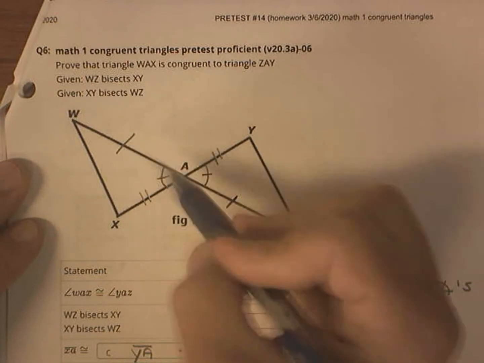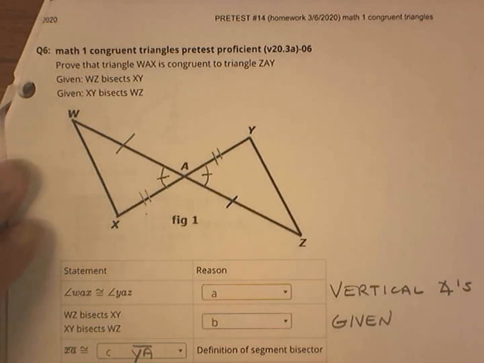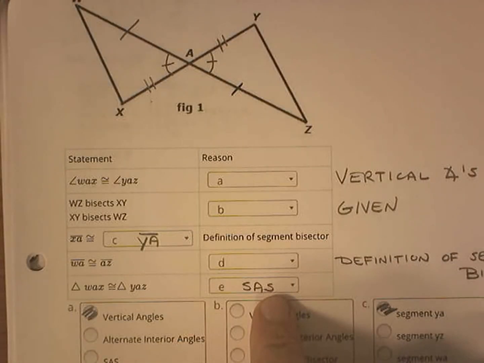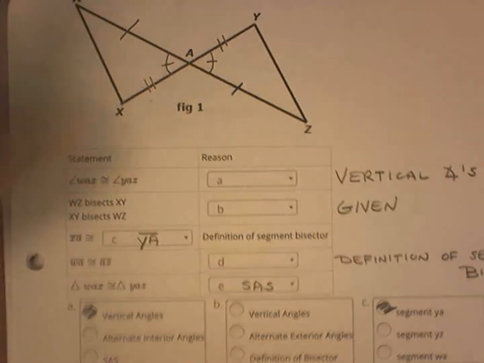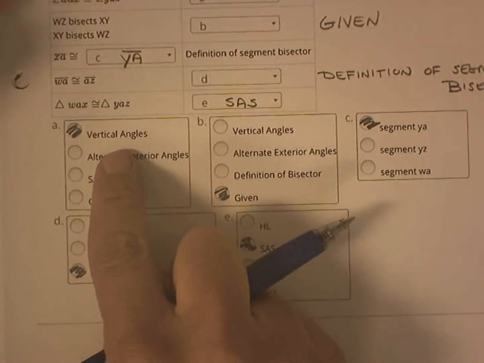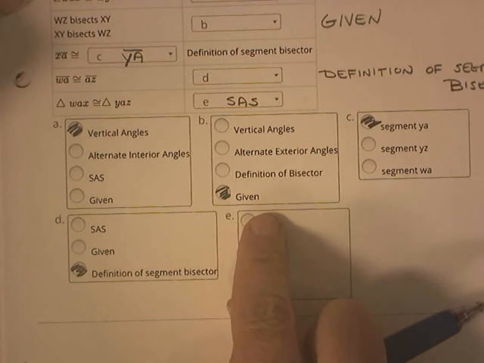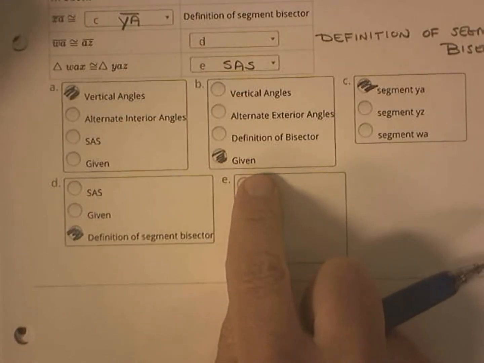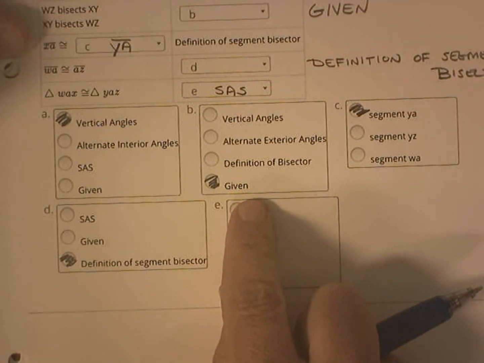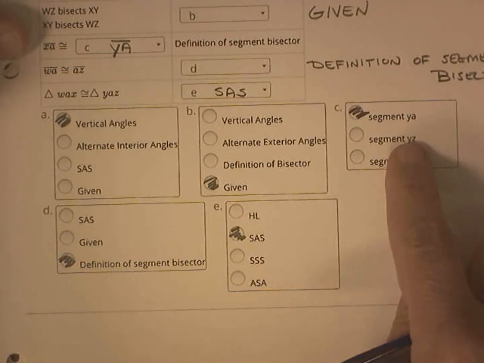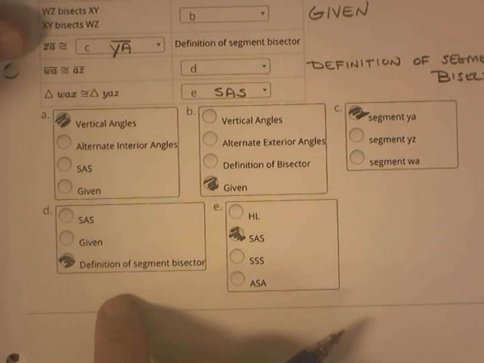And I've got side, angle, side. So we've got vertical angles, the given, XA is congruent to YA, definition of segment bisector, and SAS.